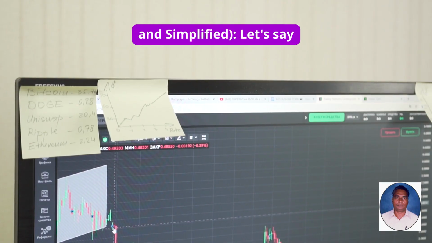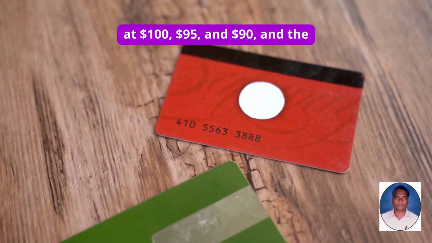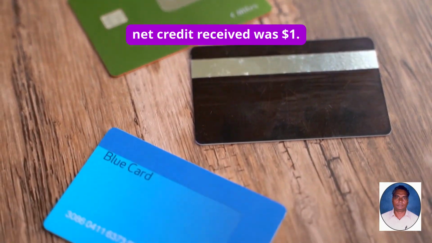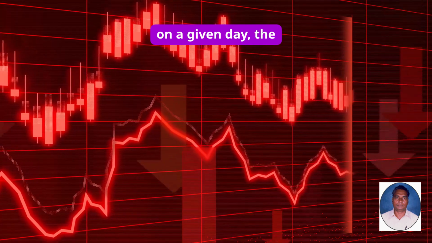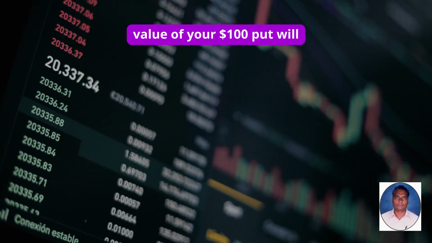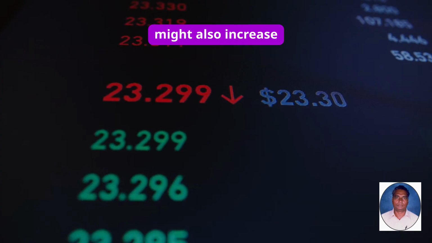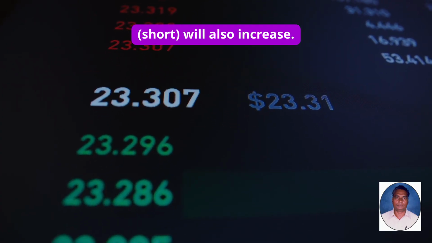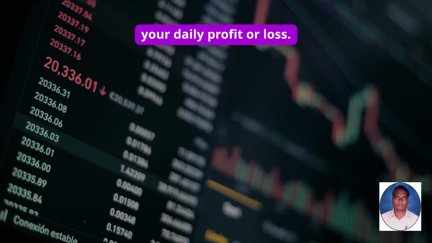Example, illustrative and simplified. Let's say for the Nasdaq Crypto Index option, you executed a bear put ladder with strikes at $100, $95, and $90, and the net credit received was $1. If the index drops significantly on a given day, the value of your $100 put will increase. The $95 put, short, might also increase but less so, and the $90 put short will also increase. The net change in the value of the entire spread will determine your daily profit or loss.